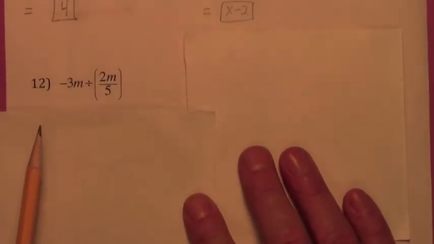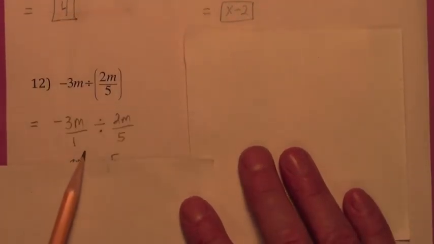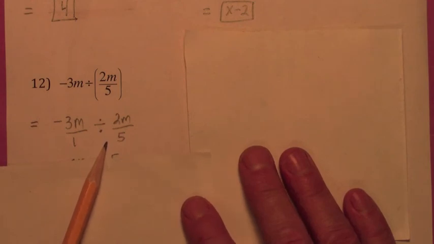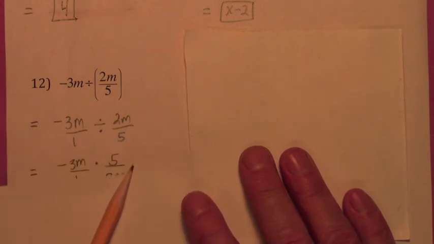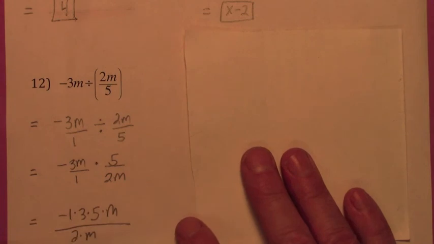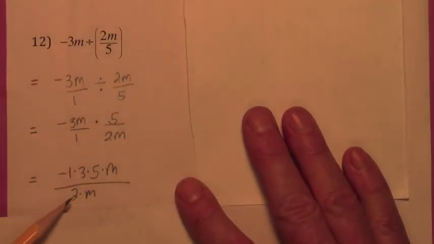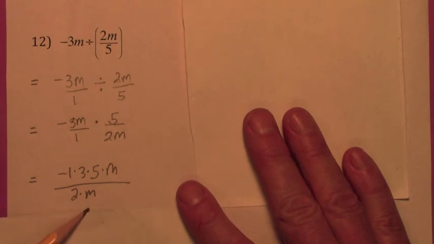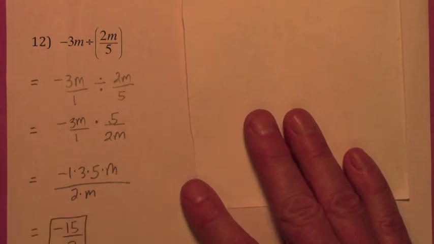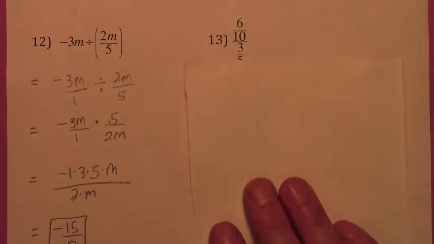All right, this one, did you think of this as negative 3 over 1? Okay, and then you flip over the second one, right? So you get this, then you start to factor. It's nice to pull off that factor of negative 1. I like to do that. So what cancels? I think just an m cancels, right? So you get negative 15 halves. That's what I get.